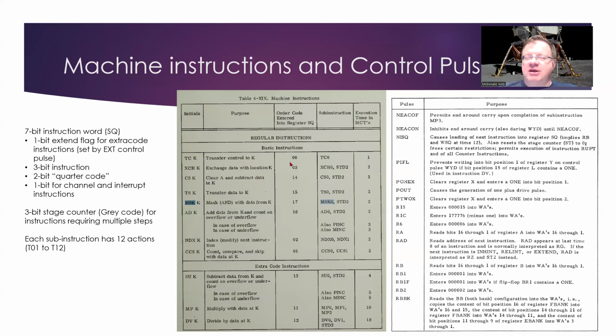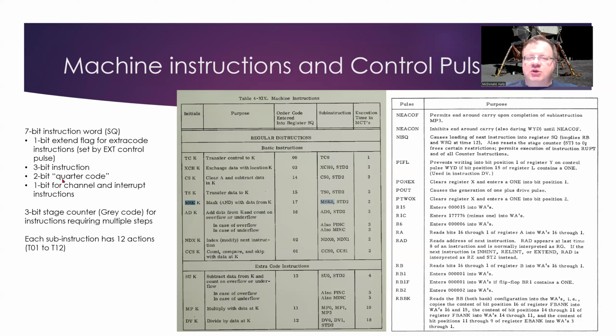And you can see the basic instructions. We've got this list, and these are the 8 instructions that are just the basic within the computer. So the first thing that they did to shoehorn some additional instructions in is they added this extra bit called the extend flag, where there's an EXT control pulse that you can assert to set this flag, which gives you an additional bit. And this basically gives another set of 8 instructions called the extra code instructions. So this is where our subtract, multiply, divide, and so on are added.